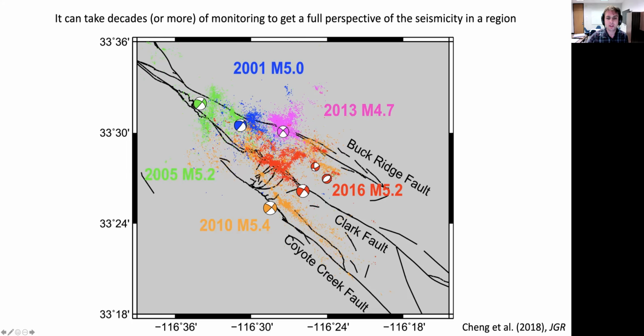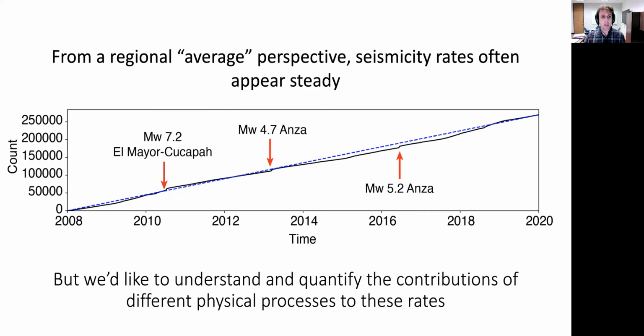And so it's really not all just kind of steady activity over time. It's a much more dynamic system than that. It's much more episodic. And so we need these long-term monitoring efforts in order to be able to see all this kind of stuff. And if you look at this more regionally, well, all this kind of behavior disappears.